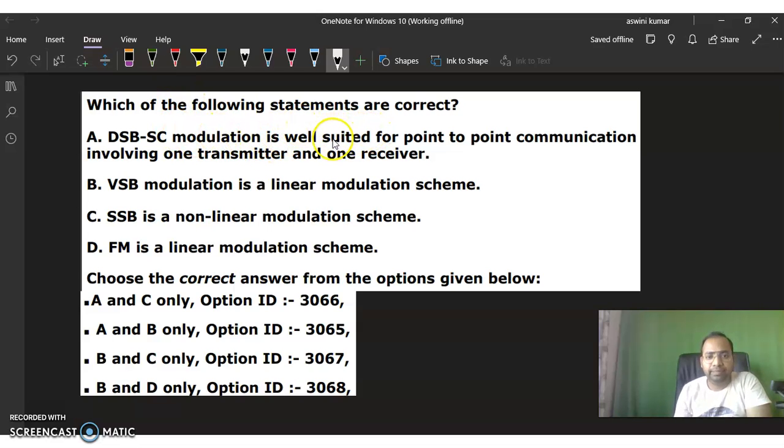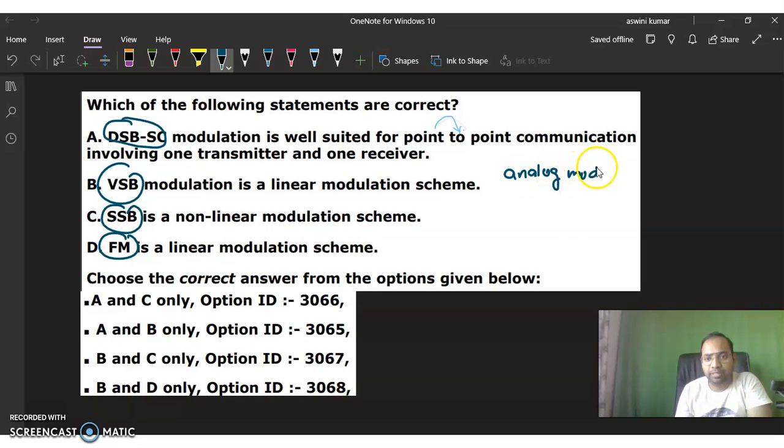Which of the following statements are correct? DSBSC modulation is well suited for point-to-point communication involving one transmitter and one receiver, VSB modulation is a linear modulation, SSB is a non-linear modulation, and FM is a linear modulation. Basically, whatever modulation schemes they have given here, DSBSC, VSB, SSB and FM, all of these come under the analog modulation schemes, right?